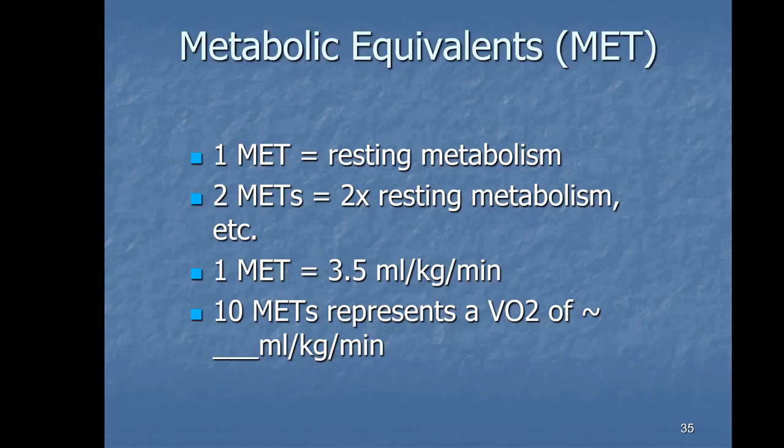Now, just another example, let's say you're working at 7 METs. So your 7 METs is the intensity. If that was gross metabolism, if you want a net metabolism, that would be 6 METs. So you just subtract 1 MET, which is your resting metabolism. So it relates to gross and net VO2 also.